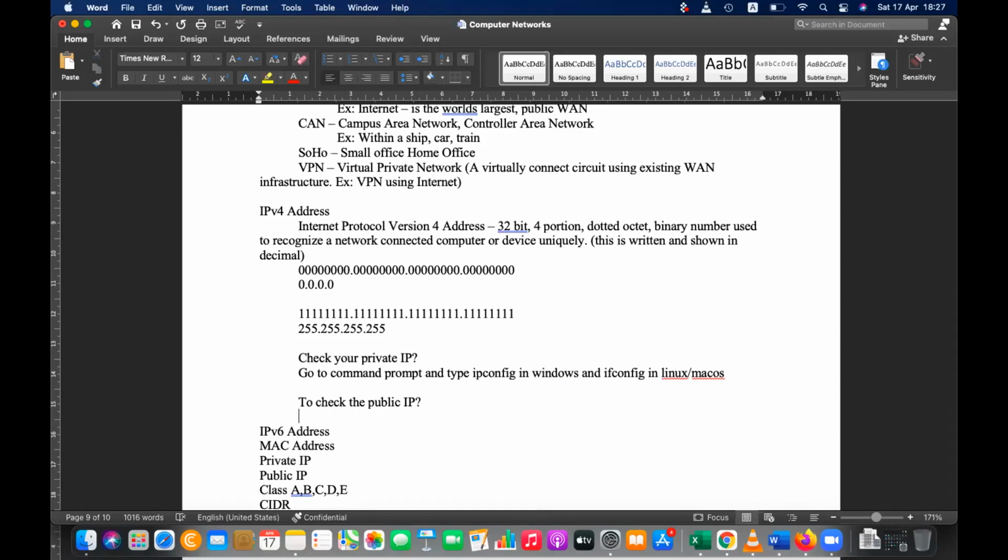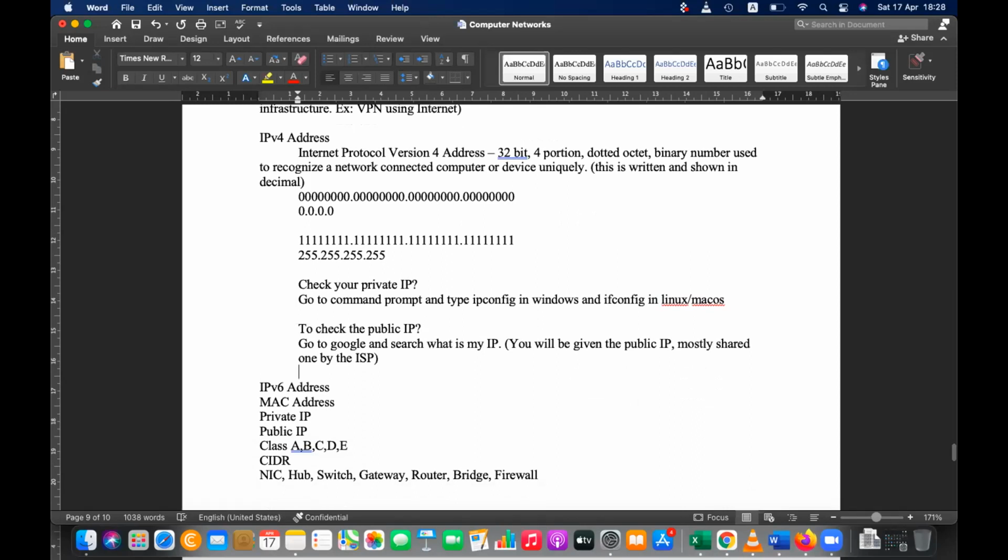To do that, you can go to Google and search what is my IP. You will be given the public IP, mostly a shared one by the ISP, Internet Service Provider. So it's a shared IP, the Internet Service Provider has shared the particular IP address. And that is how IP addressing is done.